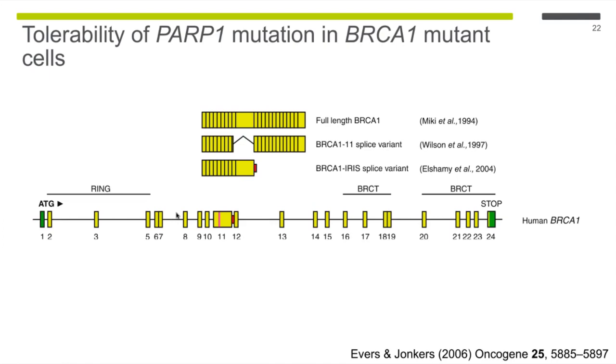Our hypothesis for this is that there's a known splice variant of BRCA1 which skips exon 11, and that's where this frame shift mutation is in the SUM149 cells. It's also known from some other functional work that this isoform of BRCA1 which skips exon 11 still gives some homologous recombination activity to the cells. So this was our hypothesis for why the cells were tolerating the loss of PARP1 in this case.